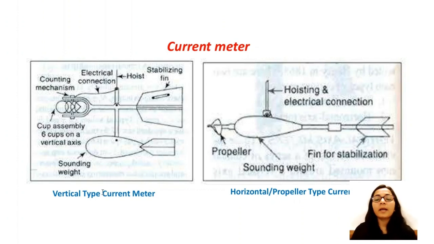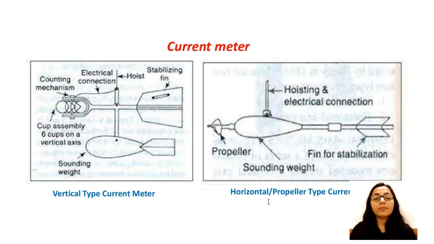Now the horizontal or propeller type current meter. In the vertical type, the cups moved on a vertical shaft. In this one, we use a propeller mounted on a horizontal shaft. This one is the sounding weight, its hoisting end, the electric connection, and this is the fin for stabilization. The same working applies here: the rotating mechanism revolves and its RPMs are counted. Similarly, in the propeller type, we count the rotations of the propeller at the end of the shaft.